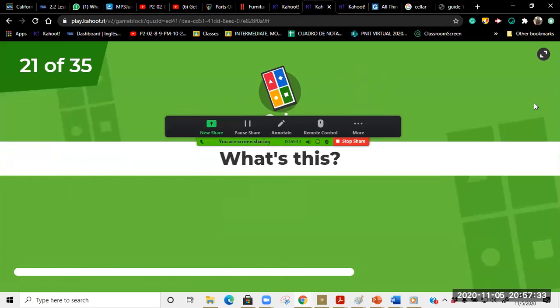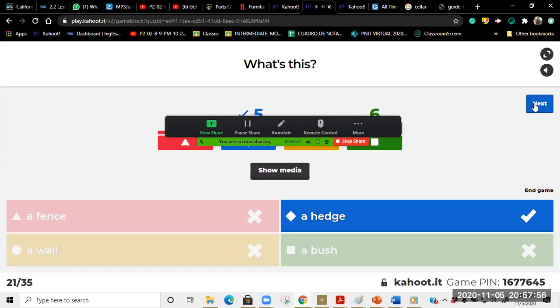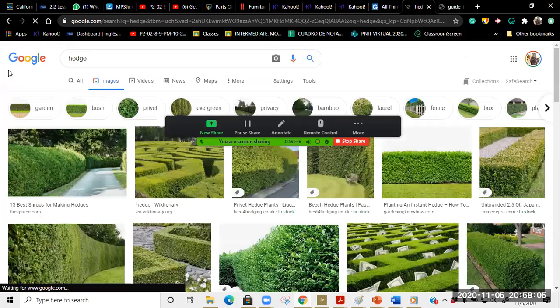Okay. What is it? A fence, a wall, a hedge, or a bush? Creo que eso no lo hemos visto. Así que adivinen. Bush? Maybe. It's actually a hedge. A bush solo es un arbusto, pero a hedge es como muchos arbustos juntos. That's a hedge. Okay.